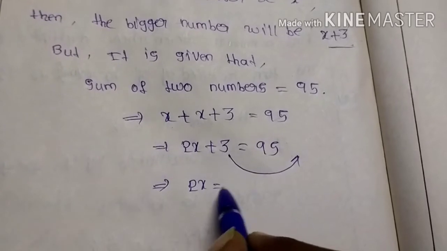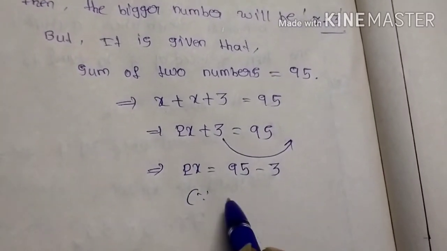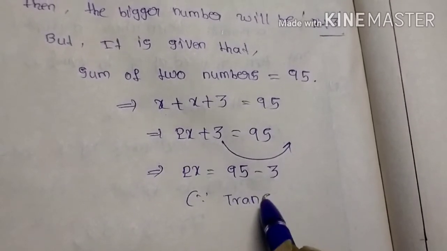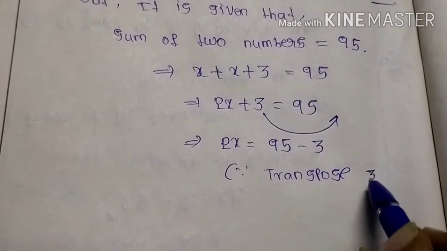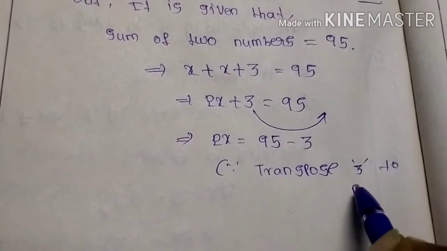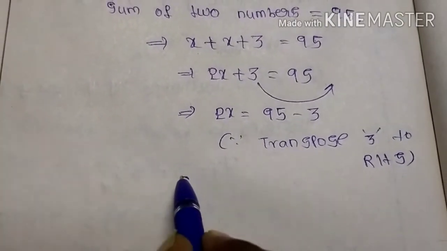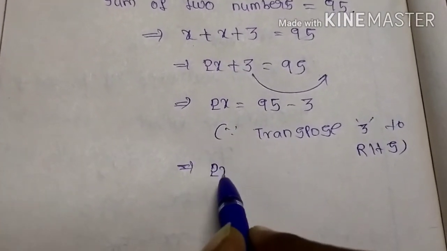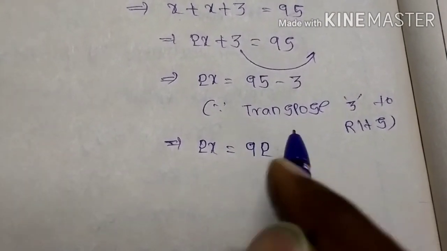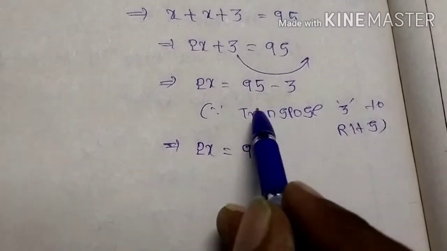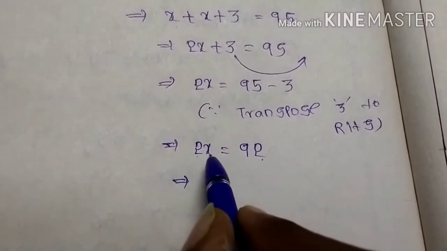That means you will get here how much? 2x is equal to 95 minus 3. In the brackets you can write here, transpose 3 to RHS. See here, 95 minus 3 is how much? Implies you can write here 2x is equal to 92 only. Yes or no? 95 minus 3 is 92 only. See here, implies 2 times of x is equal to 92, means here 2 is multiplying x.